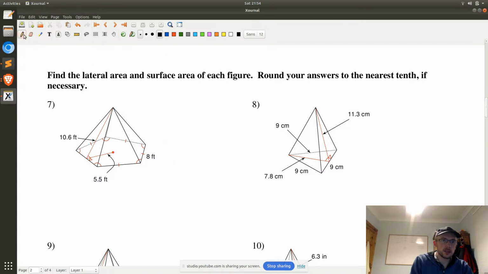The lateral surface area will be the area of one of these triangles multiplied by 5. So that would be 8 times 10.6 divided by 2. In other words, 4 times 10.6, which is 42.4. And then times that by 5 to get 212.